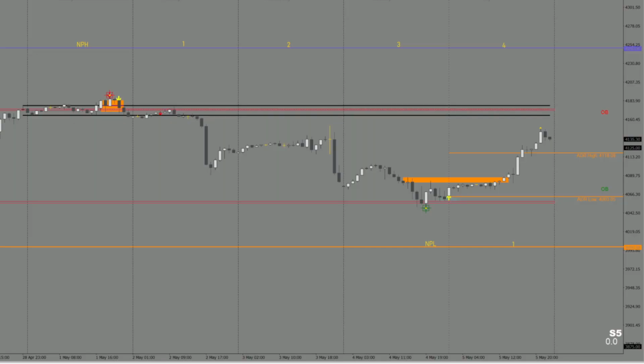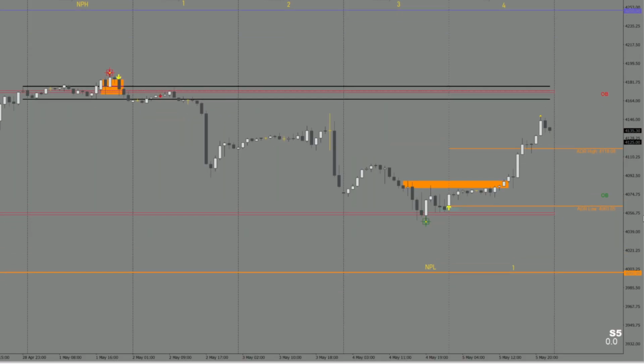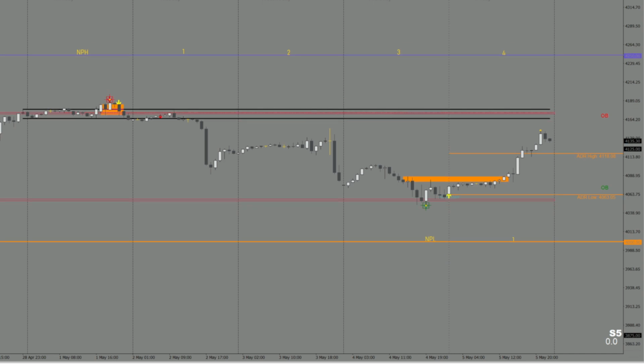We're looking at S&P, guys. So as we can see here, you can see everything here. You can see here we had a new peak on Monday. Okay. And then Tuesday was 1, 2, 3, and then 4. So 4 is a pivotal moment in trading.